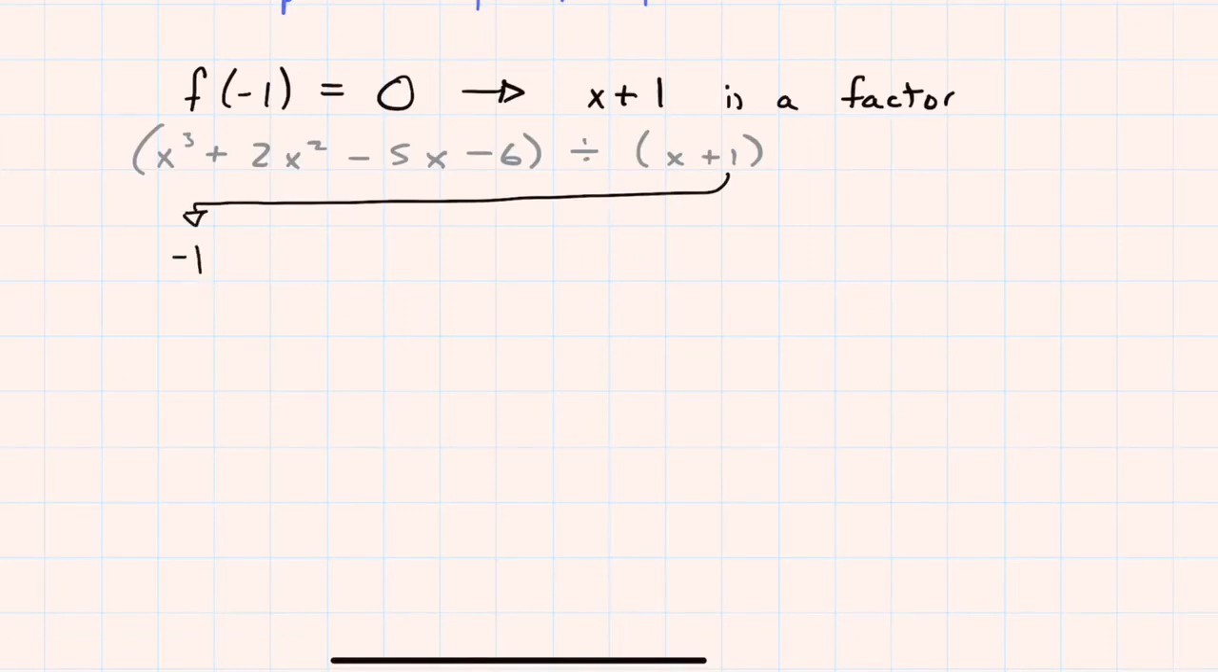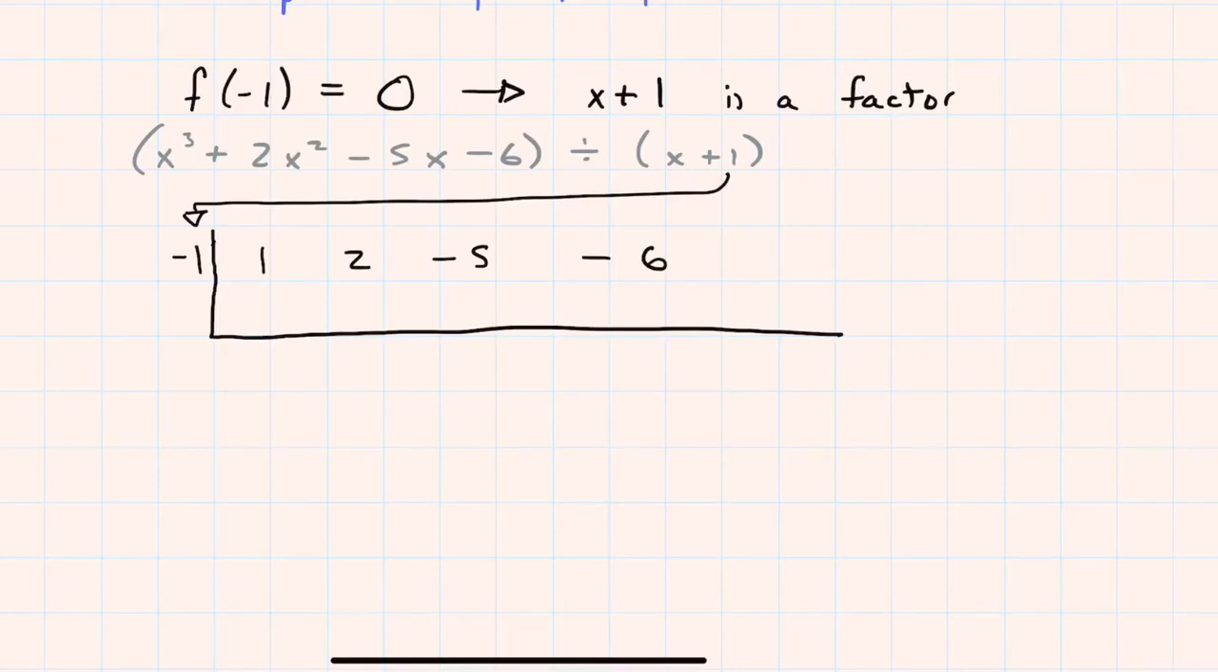All right, because I'm dividing by x plus 1, I put a negative 1 outside my little box, and then the coefficients across the top. So 1, 2, negative 5, negative 6. First number always just falls through, so that's 1 times negative 1 is negative 1. 2 plus negative 1 is 1.